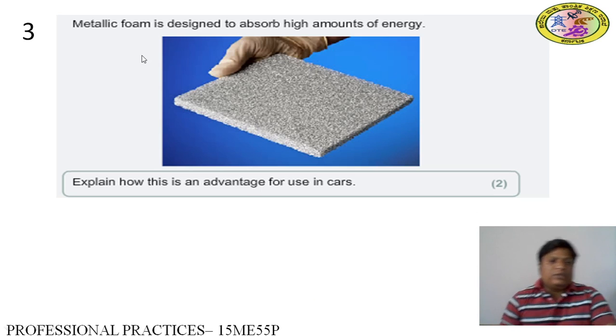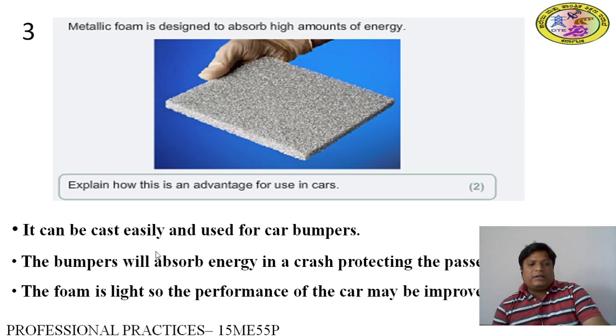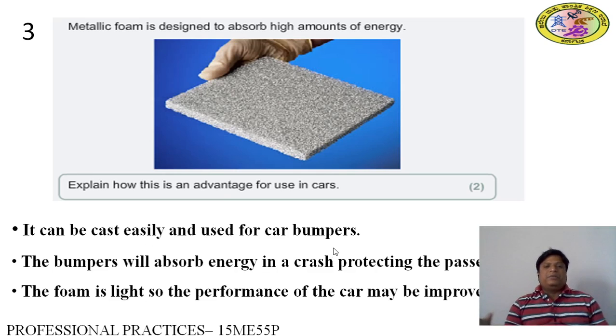Here is the third question: the metallic foam is designed to absorb high amounts of energy. Explain how this is advantageous for users in cars. This is used for the dashboard or the bonnet in cars. It can be cast easily and used for car bumpers. The desired shape of the bumper can be obtained by single casting.